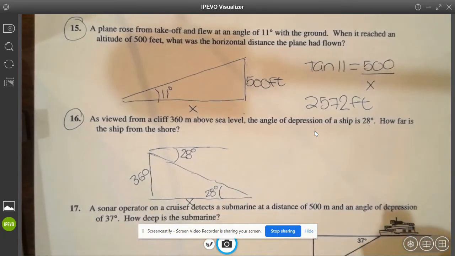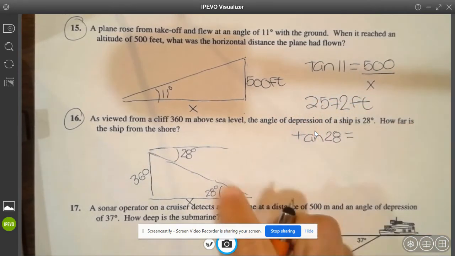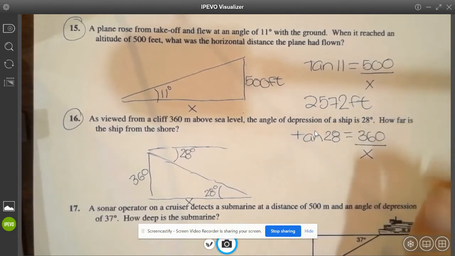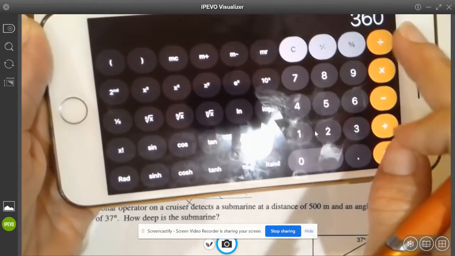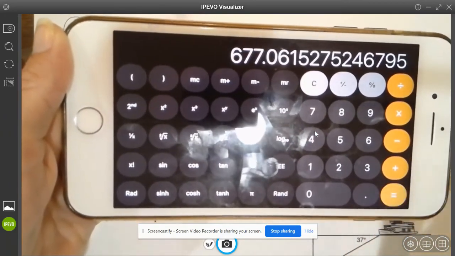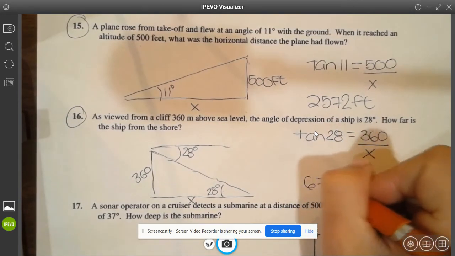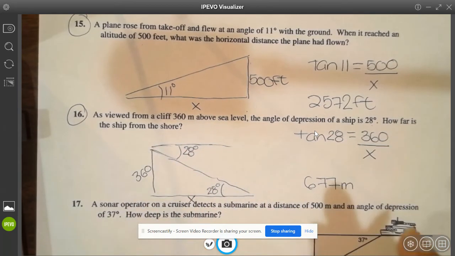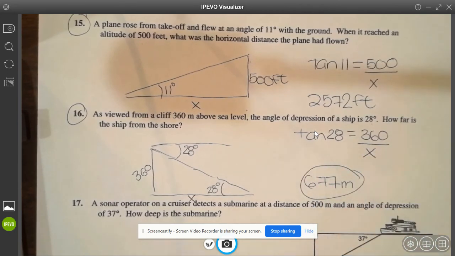So again, we're using tangent. So that's tangent of 28 equals opposite over adjacent. So that's 360 over adjacent. You are dividing here, so let's divide. 360 divided by tangent of 28. And that's 677 what? Meters. That's how far the ship is from the shore of the cliff right here. All right, so that's it. I hope this helps.